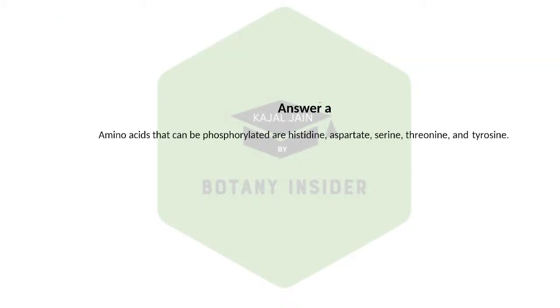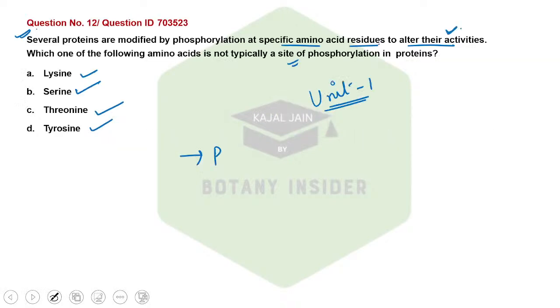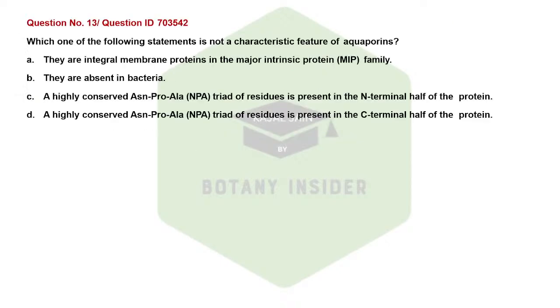So answer for this is option number A, that is lysine is not a common site for the phosphorylation of protein. Except for this, serine, threonine, tyrosine, all these are common sites of phosphorylation. Correct answer for this is option number A, that is lysine. Okay, keep a note of it. It's very important, very easy concept, and this was a latest year paper.